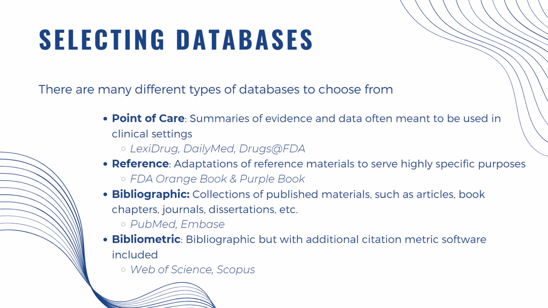Next, we have bibliographic databases, and these are some of the most common ones you're probably familiar with. These encompass databases like PubMed. They're collections of published materials like articles, book chapters, journals, and dissertations. A subset of bibliographic databases are bibliometric databases, and they're essentially bibliographic databases that have some element of citation analysis built into them. Examples of these include Web of Science and Scopus.